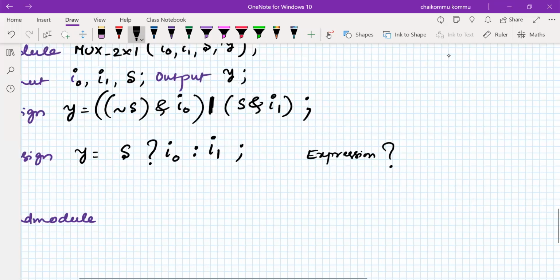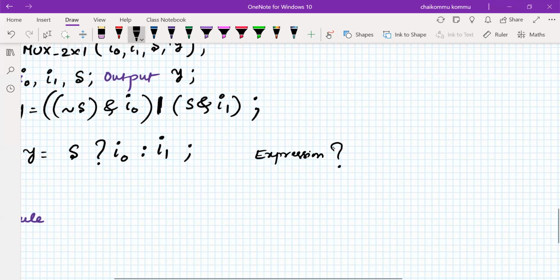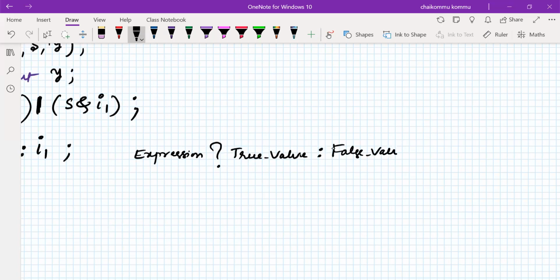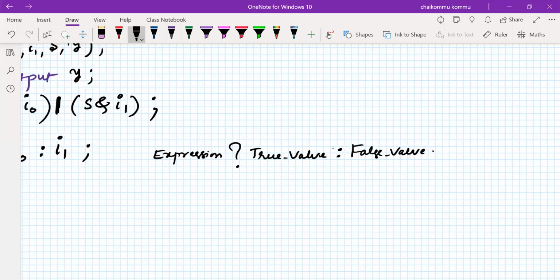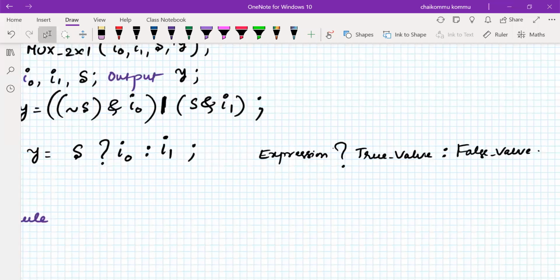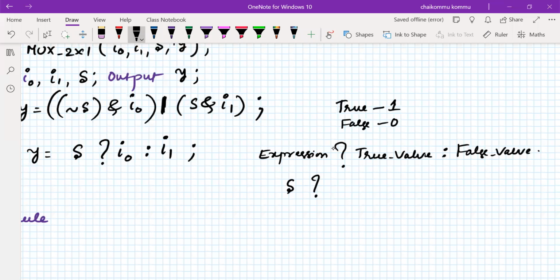And the false value. Okay, so what is the expression here? Whatever expression I'm using, S is the expression. It says whether it is true or false. If S is equal to true, it means 1. You have to remember that: true says 1, false says 0. If the expression is true, meaning logic 1, what should be the output? I naught must be the output.